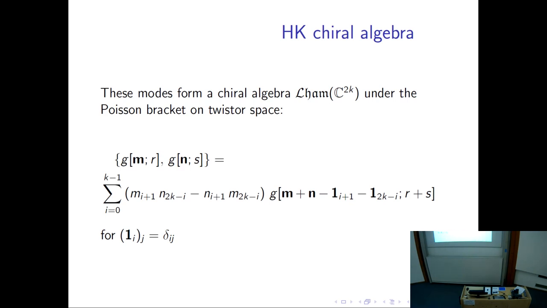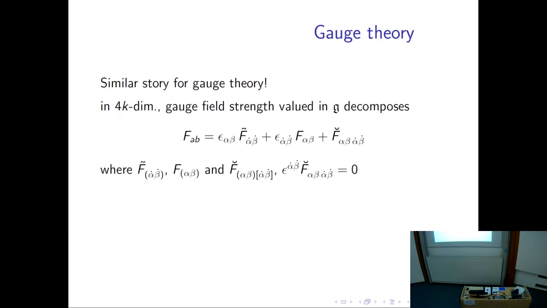It's a little more complicated than the one we saw earlier for k equal 1, but it's not that complicated. Okay. And there's a similar story for gauge theory. So in gauge theory, when you're in integer multiples of 4 dimensions, the field strength can be decomposed into irreducibles of SL2 and SPK. So I've written this decomposition here. Remember, epsilons are the symplectic forms.